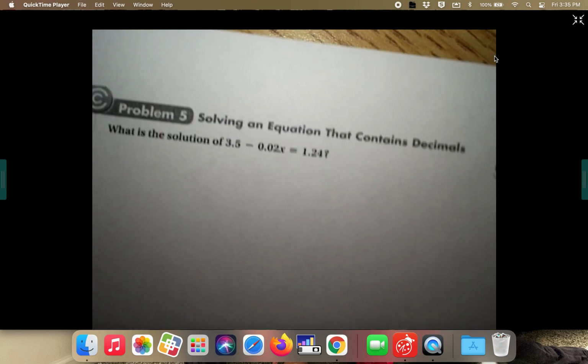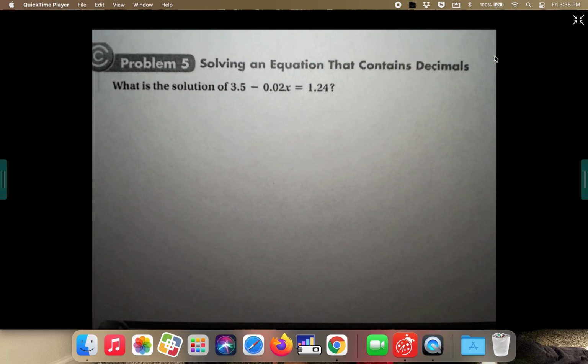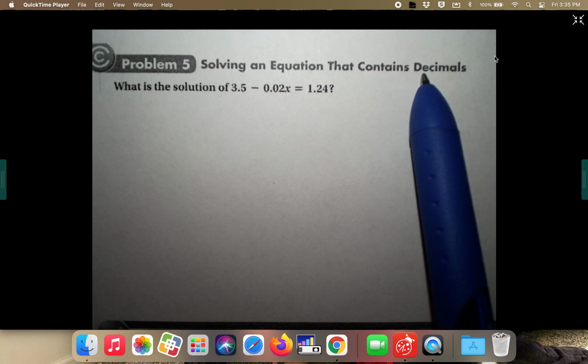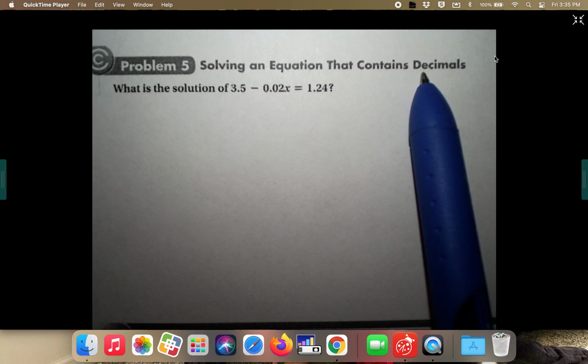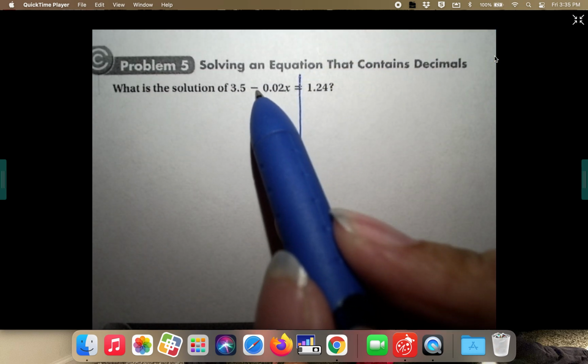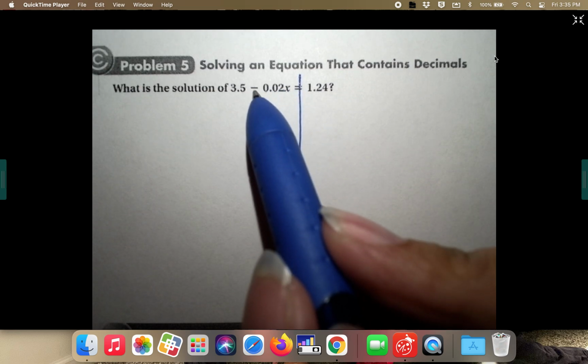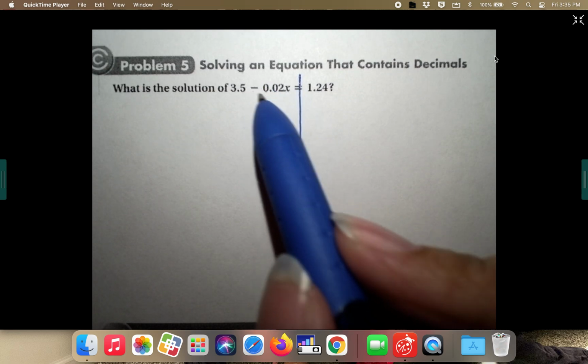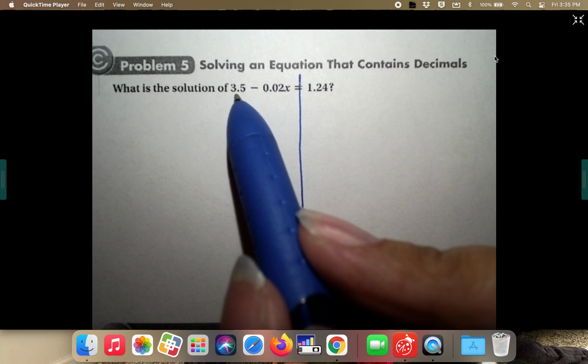All right, let's look at this next page. Problem 5 is something that has decimals. I'm not scared of decimals, and you shouldn't be anymore either, because we're using a calculator. So we're going to keep this grouped x and this negative 0.02 together, and instead first we're going to get rid of this 3.5.